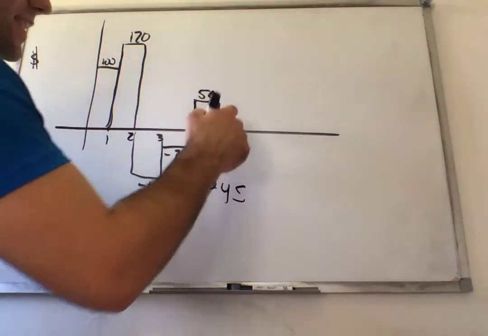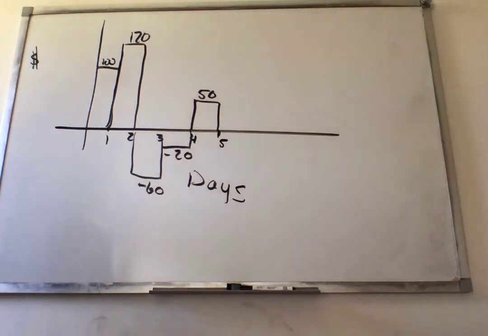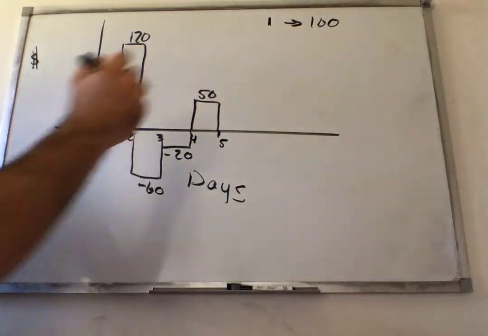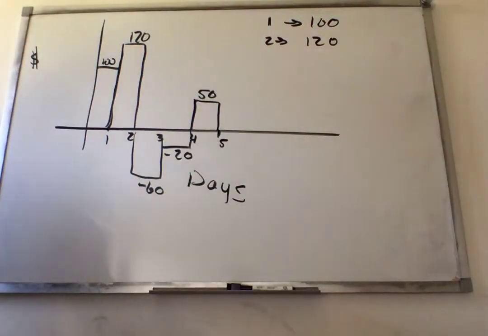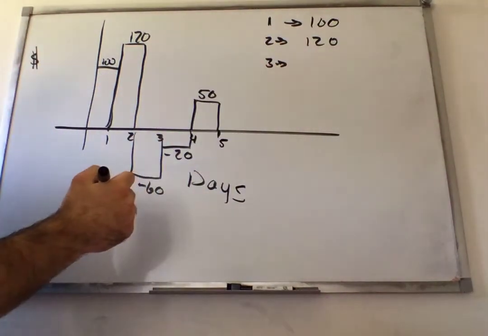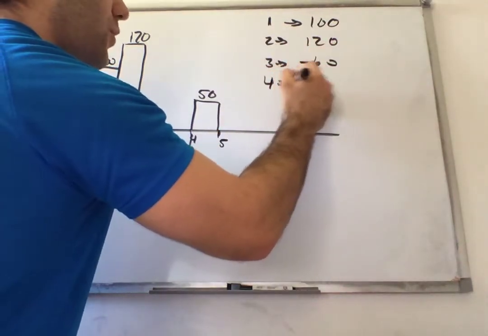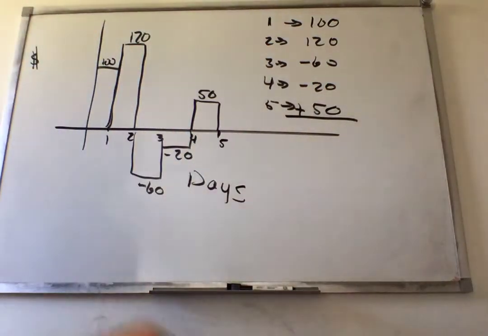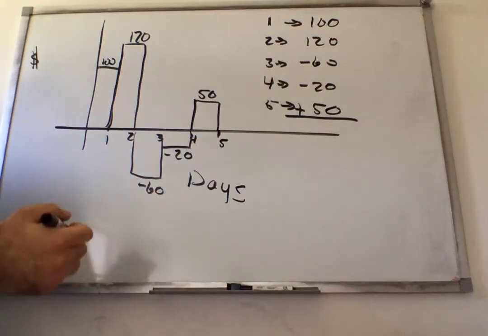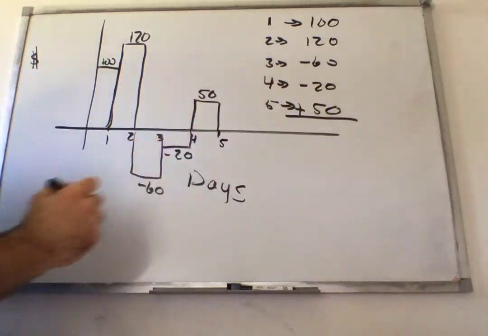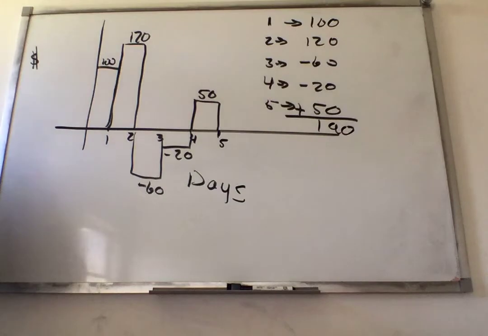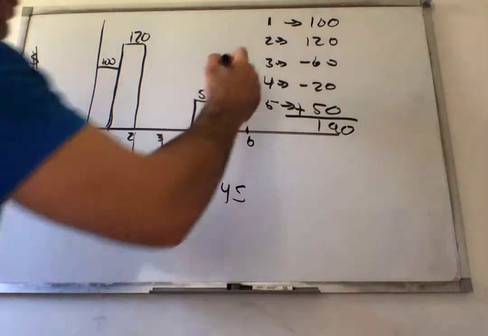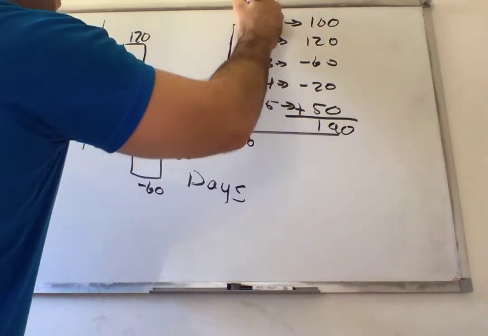Now on day 6, let's calculate all the money that we have so far, as if we were keeping a checkbook. We had $100 on the first day, the start of our interval, day 1. Then day 2, we're positive $120. Day 3, we're negative $60. Day 4, we're negative $20. Day 5, we're positive $50. If you add all those up, 100 plus 120 is 220, minus 60 is 160, minus another 20 is 140, plus 50 is 190. So on day 6, the total amount of money in our bank account is $190.